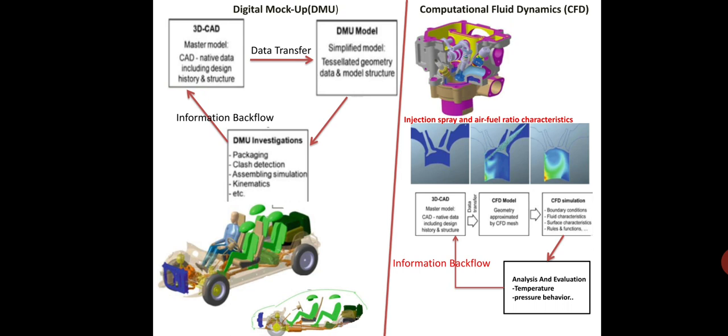some rules and functions are done in this CFD simulation, and then it passes to the analysis and evaluation, where temperature or pressure behavior can be checked. Again, that information flows back to the 3D CAD. These things can be done in CFD. It is an example of injection spray and air fuel ratio characteristic in an engine.